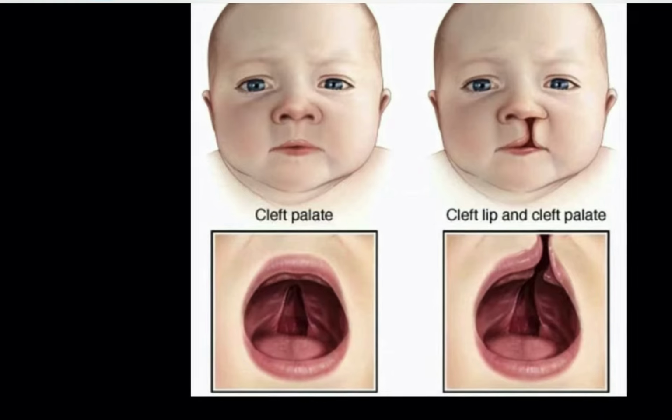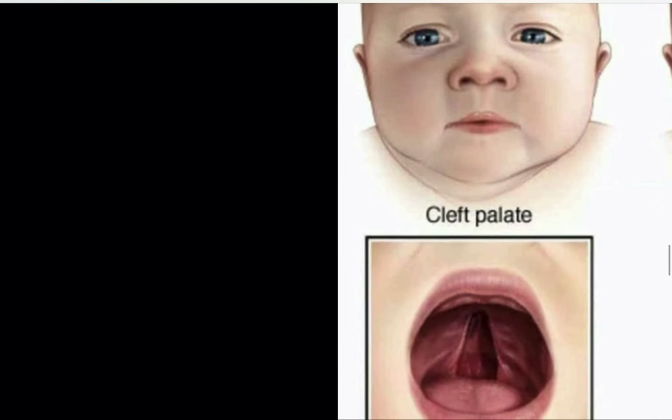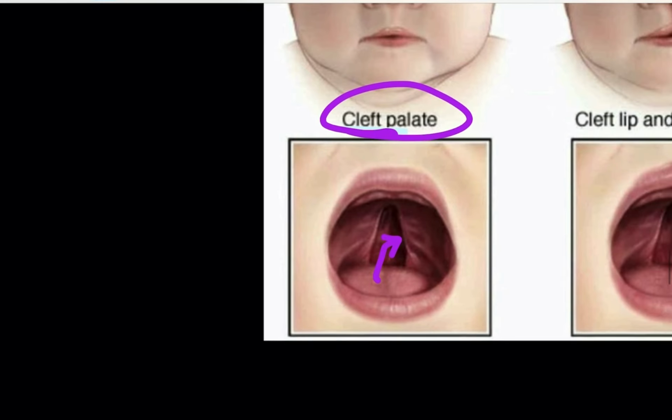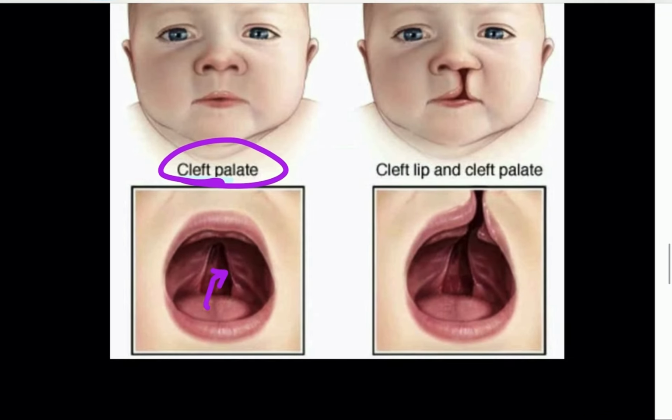So look at this picture. First, let's look at this cleft palate. You can see the palatine process is not connected, and normally it is connected. So they give you a question that there's a baby who is drinking milk and the milk got into the nasal cavity. The reason for it is cleft palate. You should remember this.